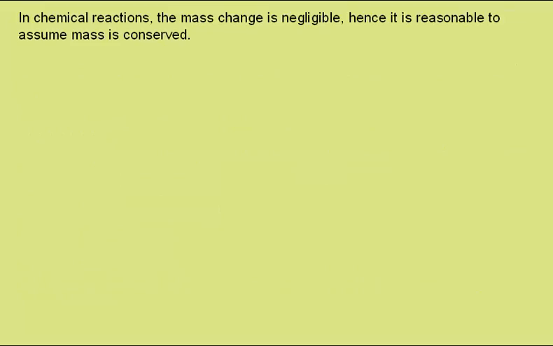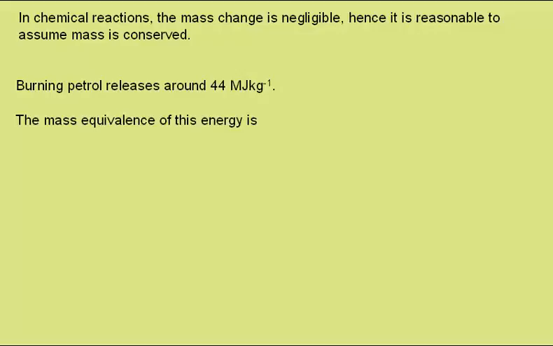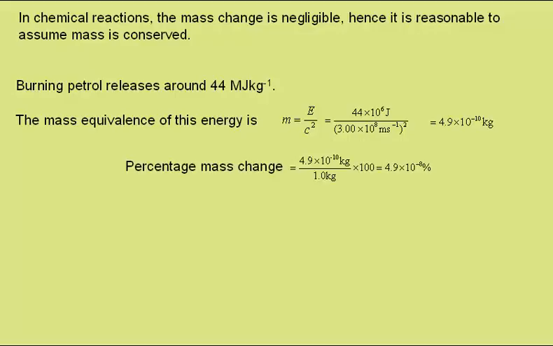In chemical reactions, this mass change is negligible, hence it's reasonable to assume that mass is conserved in chemical reactions. For example, burning petrol releases about 44 megajoules for every kilogram. The mass equivalence of this energy will be given by mass is equal to energy over c squared. Putting in the values gives a mass change of 4.9 times 10 to the minus 10 kilograms. As a percentage, this comes out at just 4.9 times 10 to the minus 8%, clearly a negligible change.